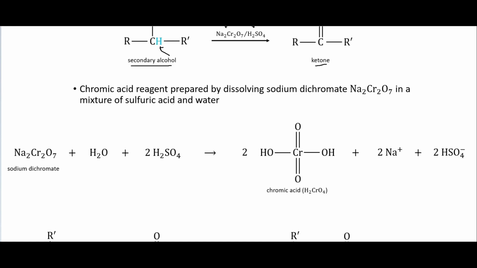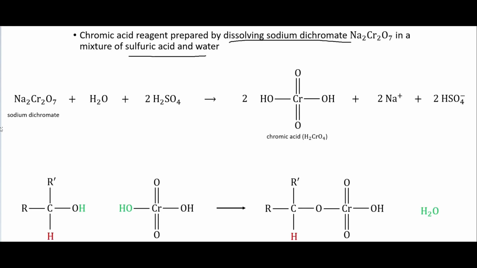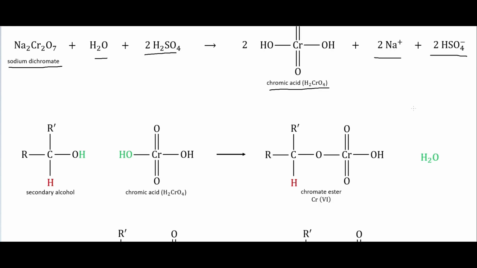The chromic acid reagent is prepared, like I said, by dissolving our sodium dichromate in a mixture of sulfuric acid and water. So we have our sodium dichromate here, our water, our sulfuric acid. This will turn it into chromic acid, which is H2CrO4, two sodiums and these two hydrogen sulfates here.